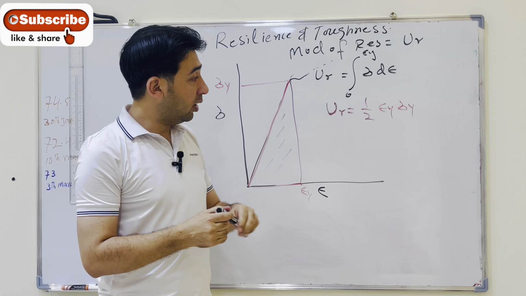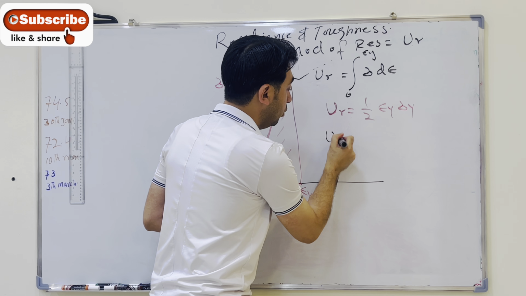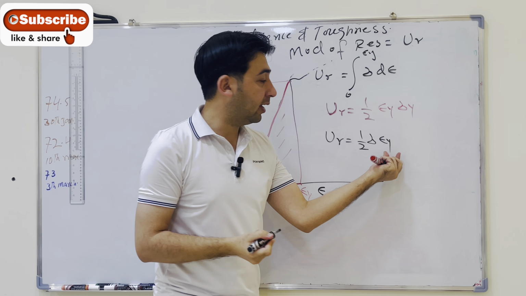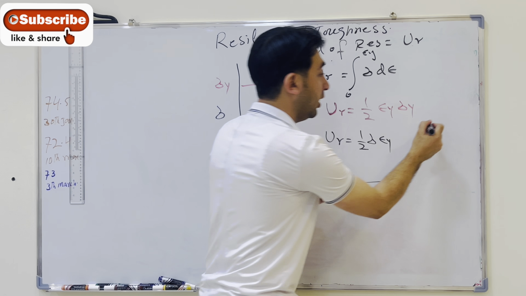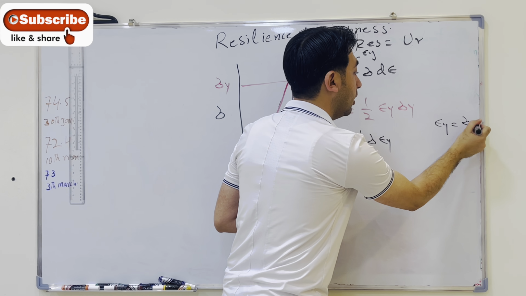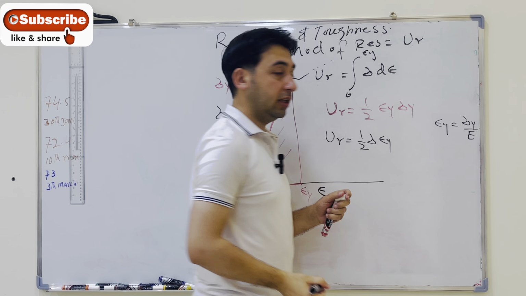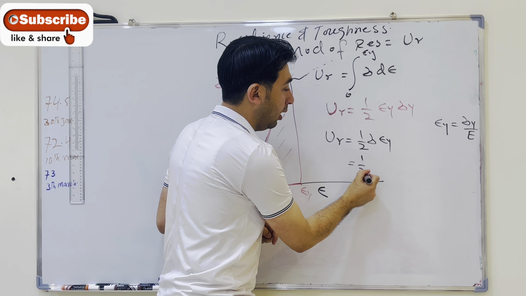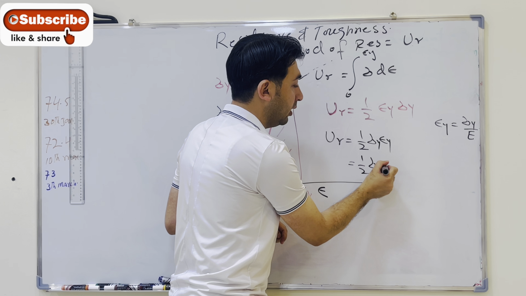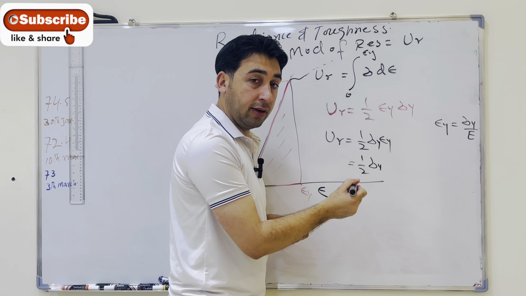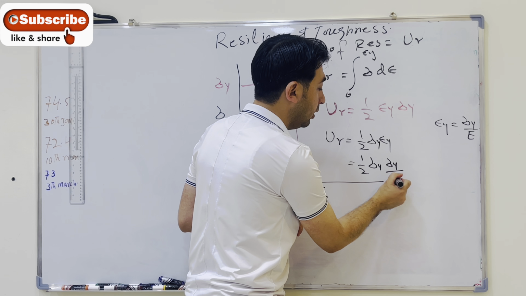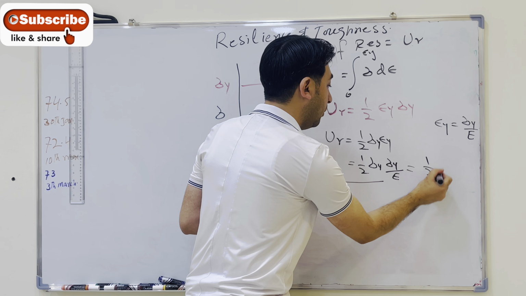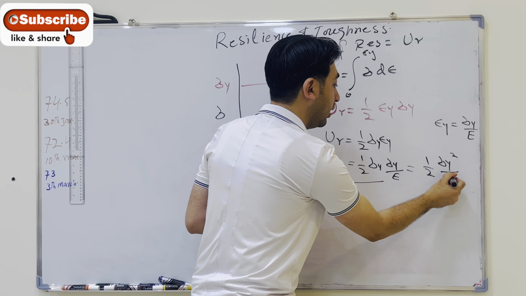Now in this formula what we can do? We can write that UR is equal to half sigma y epsilon y, but we know that epsilon y is strain, right? And strain is equal to sigma yield divided by Young's modulus. So just substitute this one here. What will we get? We will get half sigma y, and instead of epsilon y, we put sigma y divided by Young's modulus. So we can write that it is half sigma y squared divided by Young's modulus.